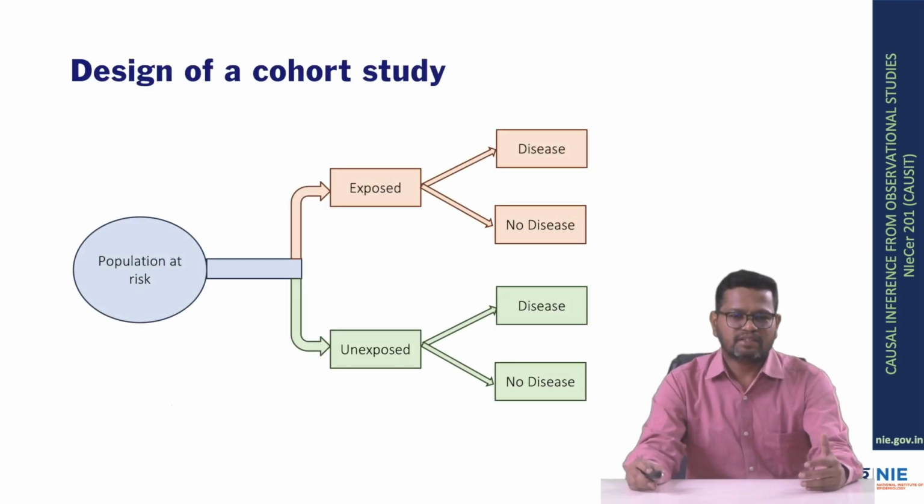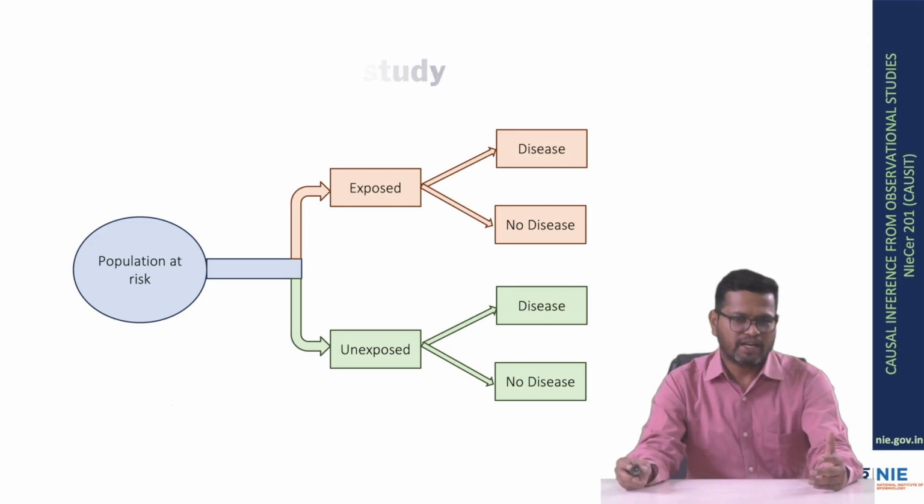In a cohort study, we select a group of exposed individuals and a group of unexposed individuals. We follow both the groups over a period of time. During the follow up, we identify people who are diseased or not diseased in each group, and then we calculate and compare the incidence between exposed and unexposed cohorts. In this illustration, only two groups are shown, but we can also have more than two groups. For example, it could be categorized as no exposure, low exposure, and high exposure.